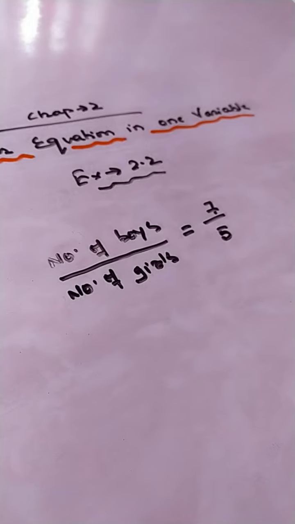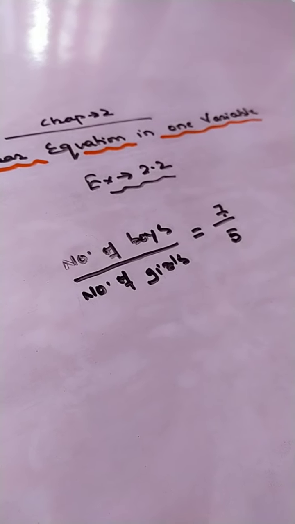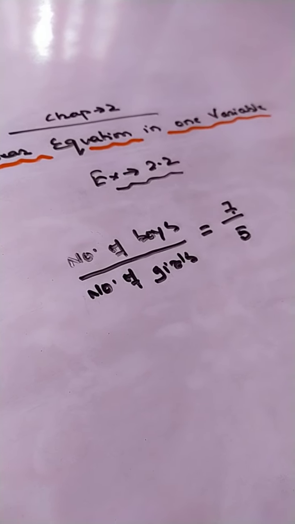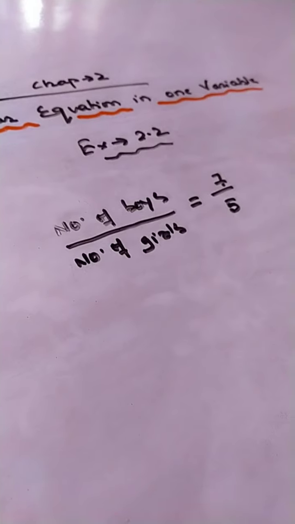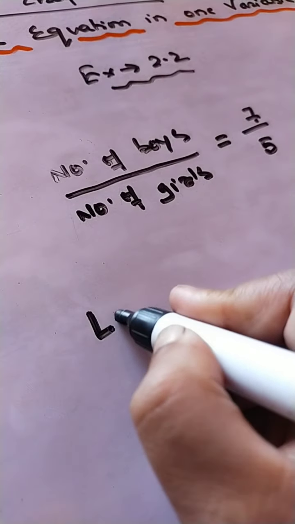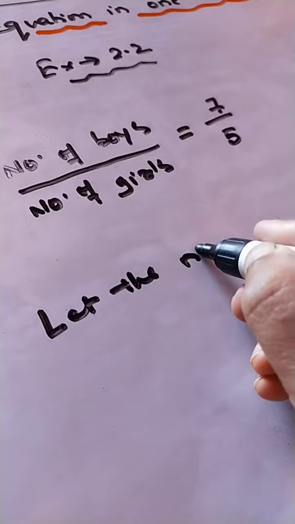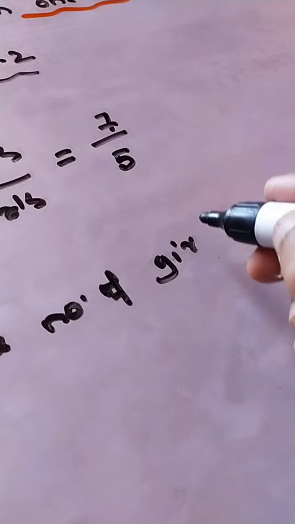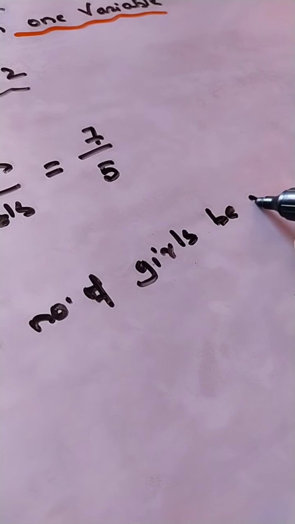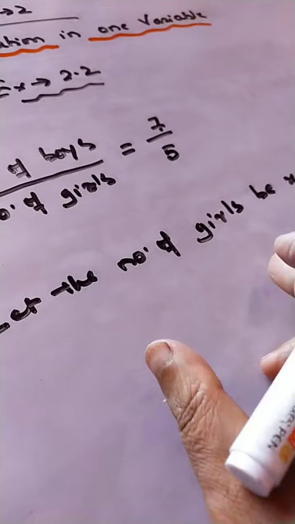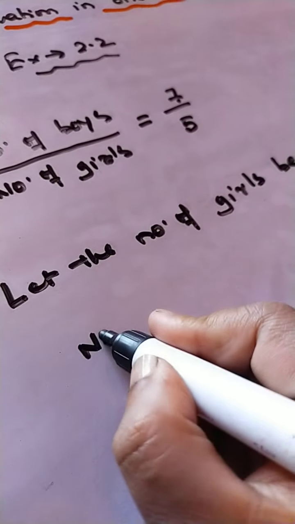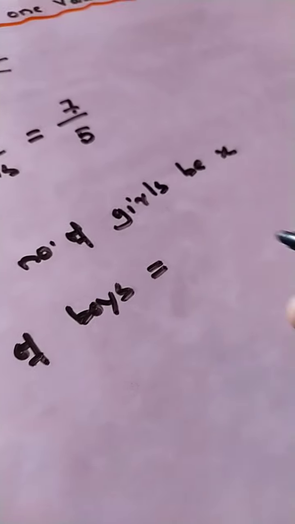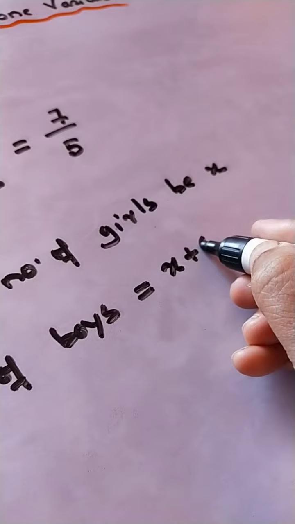Now let's move on to the second part of the question. The number of boys is 8 more than the number of girls. So what is the first thing that we have to do? We have to let the number of girls be x. So if the number of girls is x, the number of boys would be 8 more than the number of girls, so that would be x plus 8.